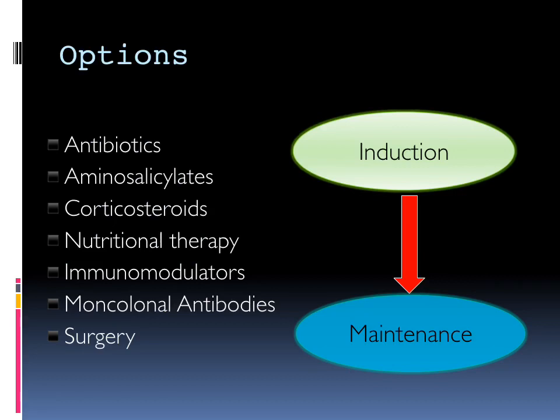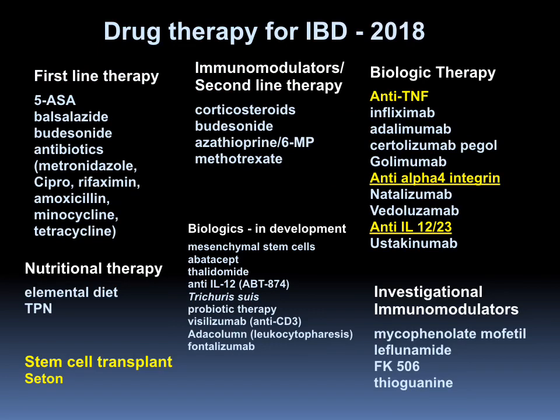The options of therapy are quite variable. We can use antibiotics, aminosalicylates, steroids, nutritional therapy, immunomodulators, monoclonal antibodies, and surgery. All of these are on the menu. I'll just show you the menu of drugs that we use, that have been approved up to 2018, and there are more drugs on the way.